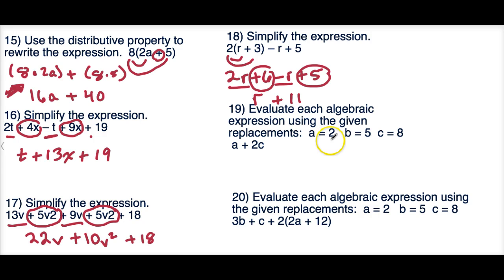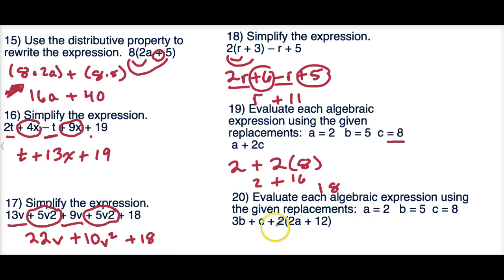Okay, so A is equal to 2, B is equal to 5, C equal to 8. So I just need to simply substitute in my values. For every A I see in my problem, it equals 2. I only have one of them, so it's going to be 2 plus 2C, so it's going to be 2 times whatever the value of C is, which is 8. So then my final answer will be 18. So 2 plus 16 is 18.